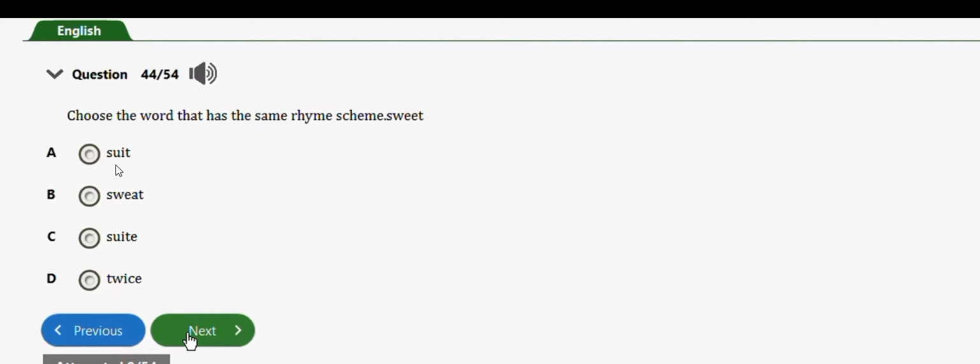It says the one that has the same rhyme with sweet. So we have suit, sweat, suit, try. Right answer is option C, which is suit. Okay, next question.